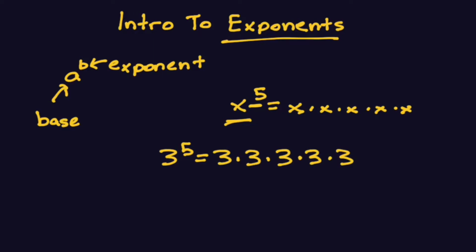Now, exponents do have different properties, and you may want to memorize these. They're not too hard to memorize. There isn't that many of them, and they're normally quite simple. So the first property of exponents that we're going to look at is multiplying. So we can do various things with exponents, and one thing we can do with them is we can actually multiply exponents.